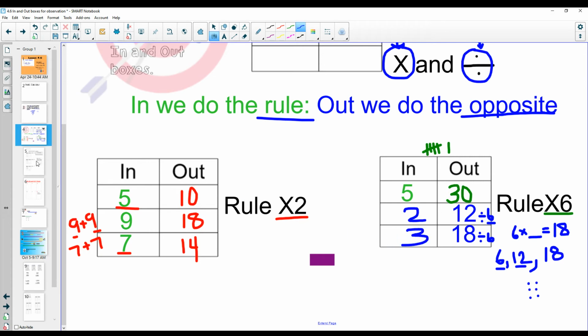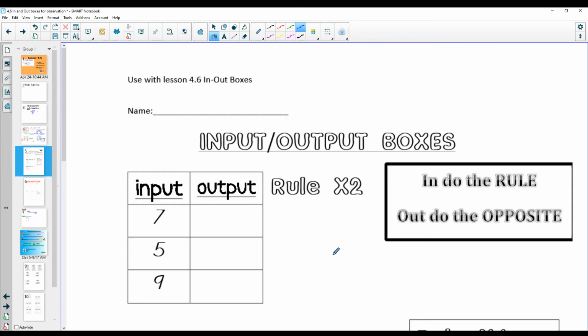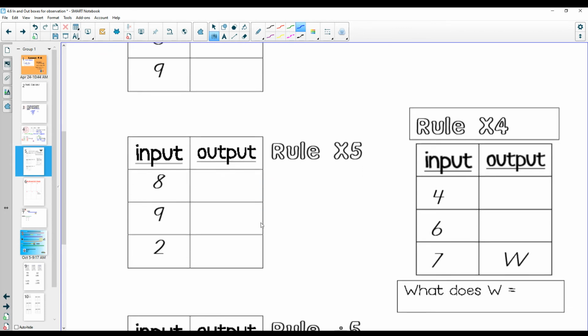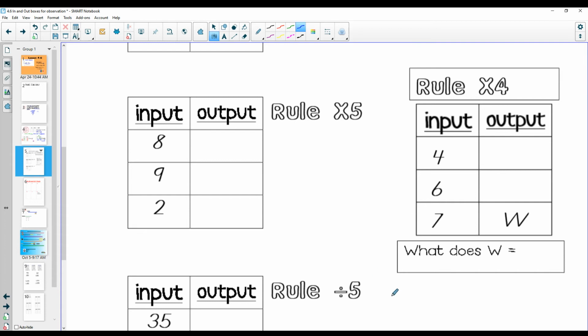In and out boxes. Now, I would like to do some practice ones with you here. We already did times 2, so I'm just going to go down to the bottom here, and then there will be an activity within Seesaw, or you will have this worksheet to do. So let's look. The rule is times 5. So we're in the input. In and out is still the idea, but they just put the words input and output, but we're still doing in and out. So 8 times 5.